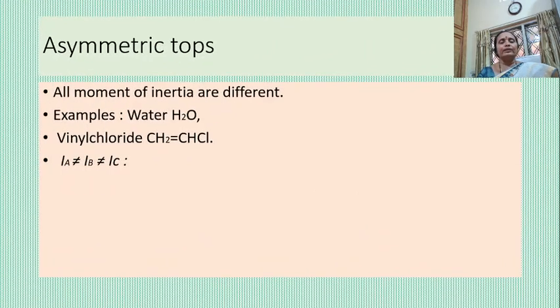And the last one is the asymmetric top. In asymmetric tops, all moments of inertia are different. Examples are water and vinyl chloride. In this case, IA is not equal to IB is not equal to IC.